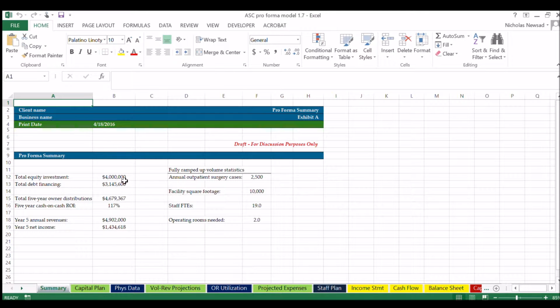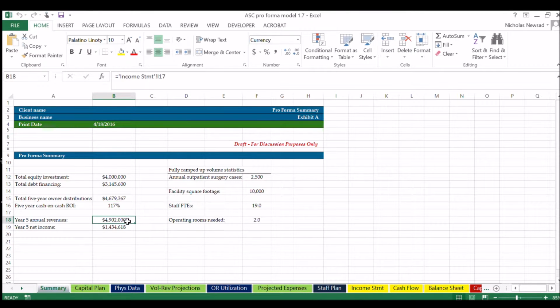So first off, this is just a summary tab that gives you some quick financial statistics that sort of summarize everything else that you would have in the model. So on this first page you could see your debt to equity split for your original capitalization. You could see what your total 5-year distributions are, as well as your 5-year cash on cash return on investment. So that would be your distributions that you make back on top of your equity investment.